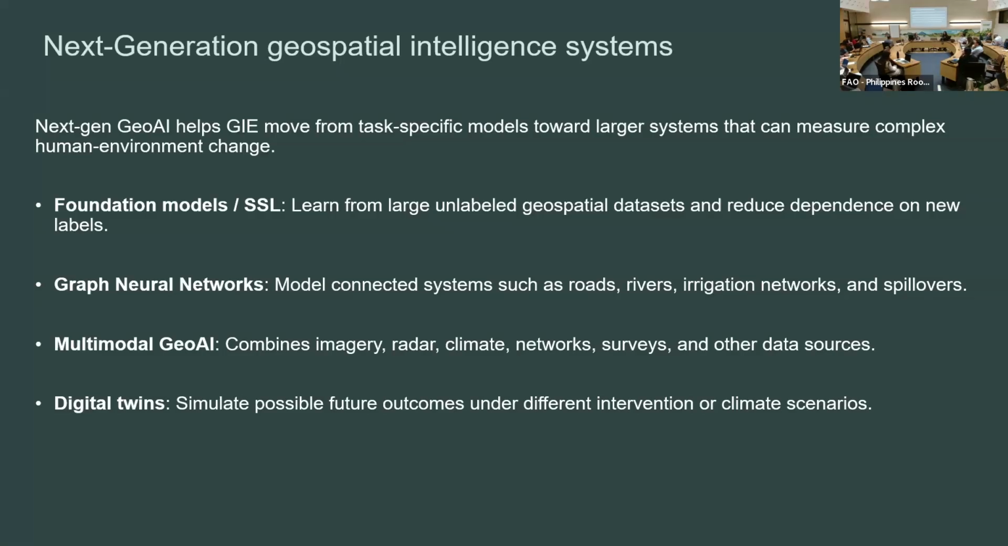Another direction is graph neural networks, which are useful for representing connected systems such as rivers, transport networks, and spillover effects across space. And also multimodal approaches combining imagery, climate, and survey data into unified representations, while digital twins allow us to explore how systems may respond under different scenarios.